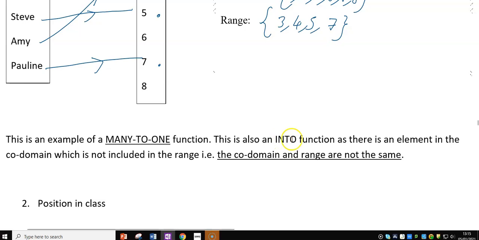This is also called an into function, as there is an element in the codomain, or more than one element actually, which is not included in the range. So the codomain and the range are not the same.